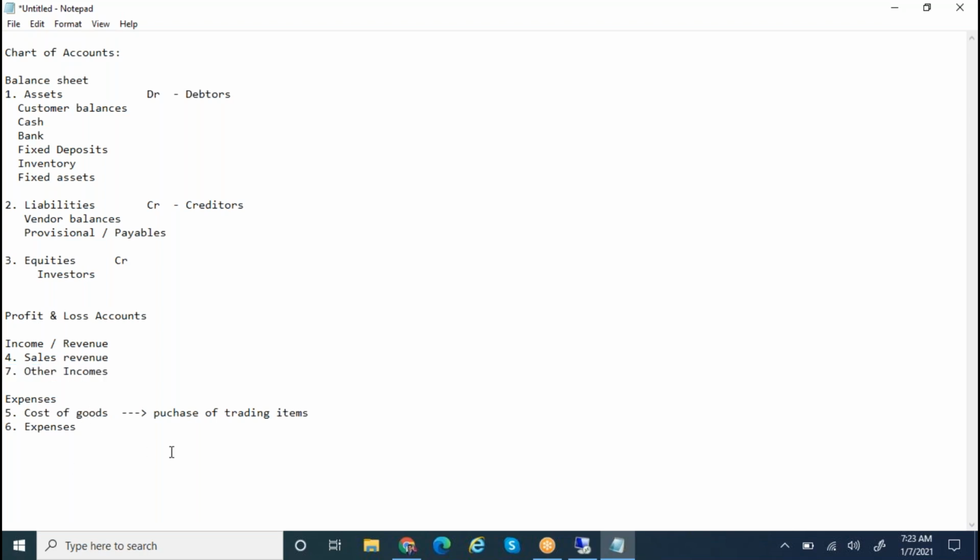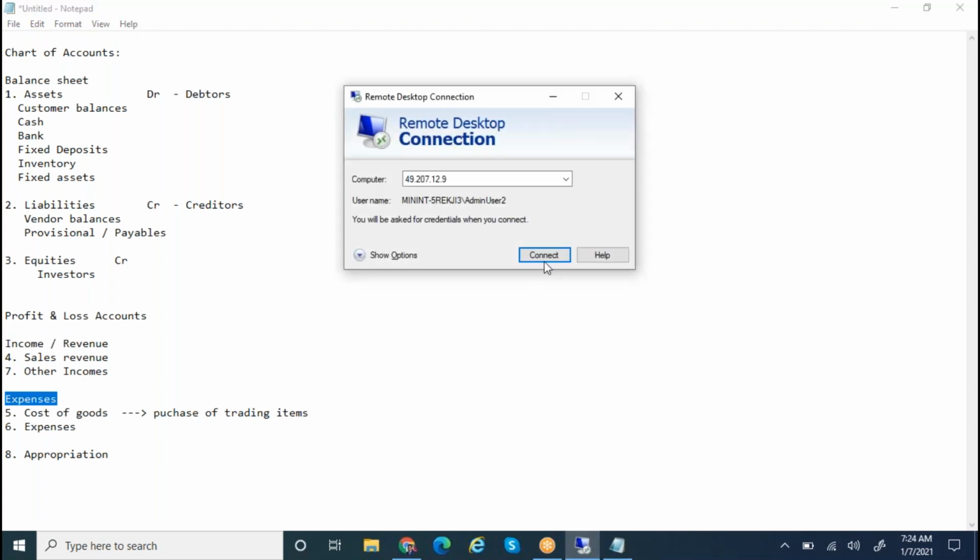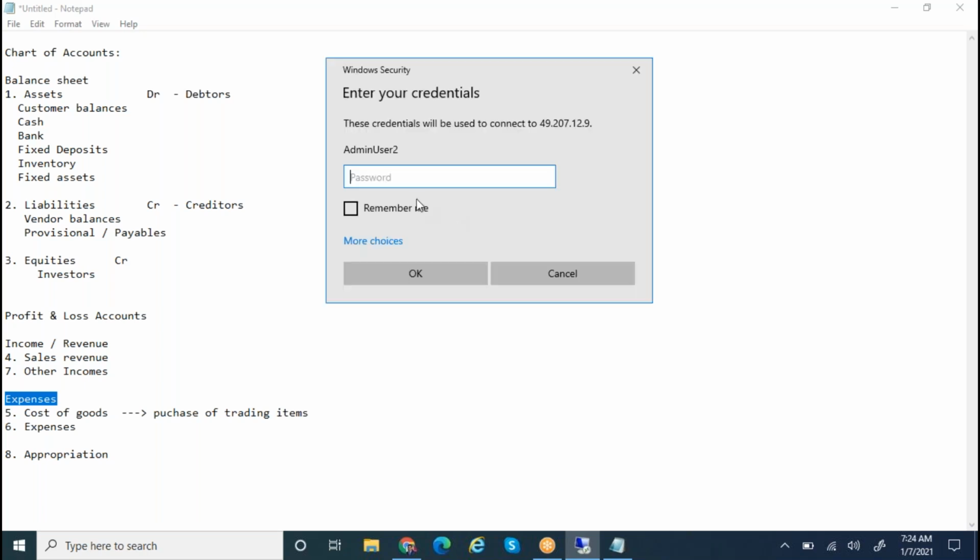Okay, and then there is appropriation. This is the classification of chart of accounts. So these are account types: asset, liability, equity, income or revenue, expenses. These are account types. Now let us understand that information quickly.